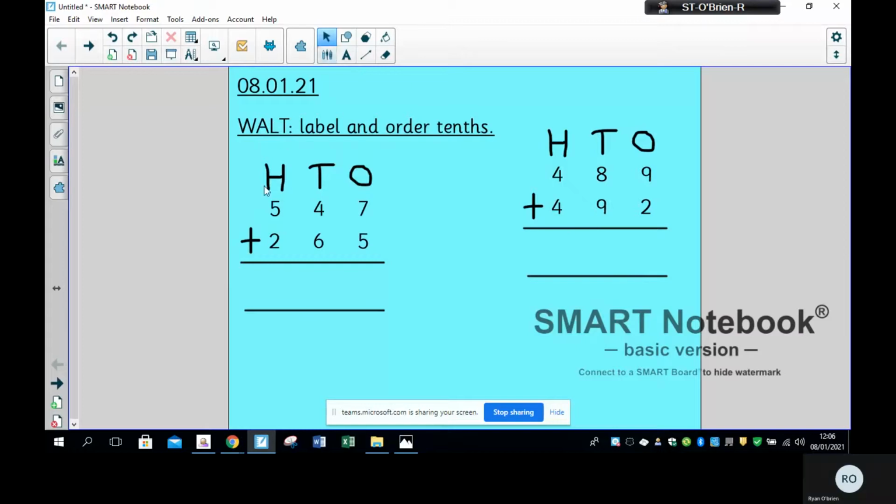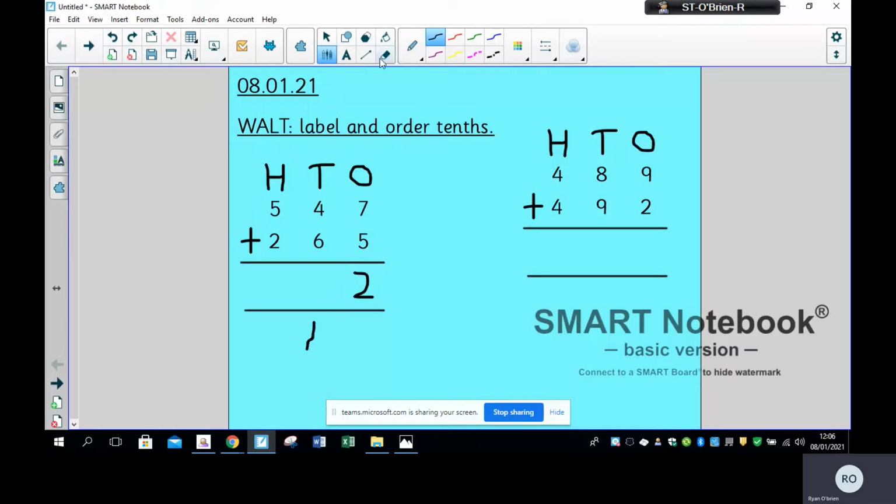We know we're adding because we've got the add symbol here. We're finding the total, how much these numbers are all together. We start with the ones when we do column addition. So 7 add 5 equals 12 ones. Now I can't write 12 ones in here, can I? Because I can only have 10 ones before it becomes a 10. So my 2 ones go here, and I exchange my 10 ones for 1 ten.